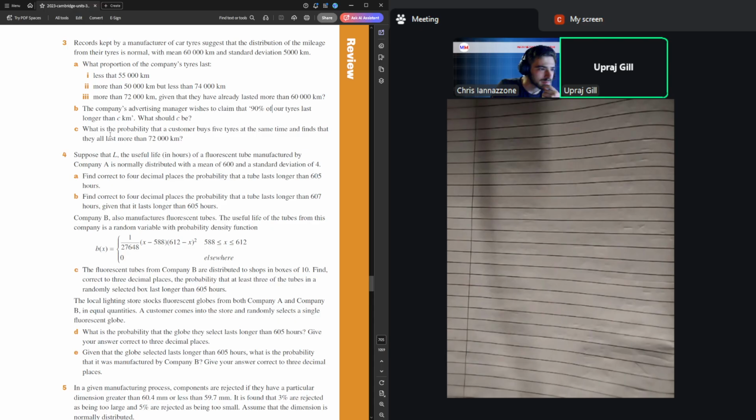Anyways, what is the probability that a customer buys 5 tires at the same time and finds that they all lasted? So that's basically going to be the probability of a tire lasting more than 72,000 kilometers to the power of 5. Because it's all of them lasting more than that. Yeah, that'll be it. I'll get that for you first, and then I'll ask a follow-up question on that.